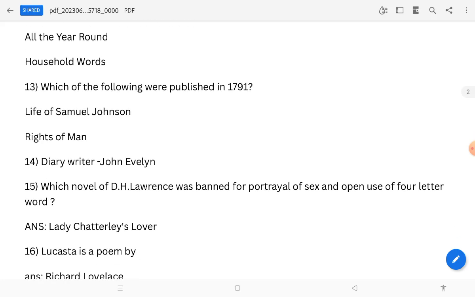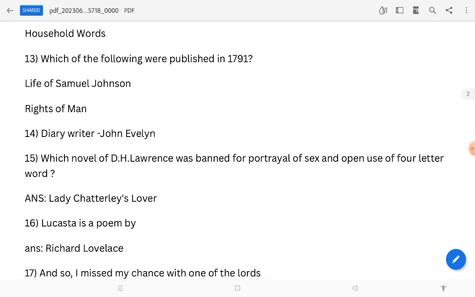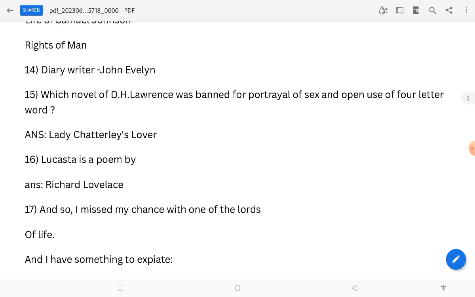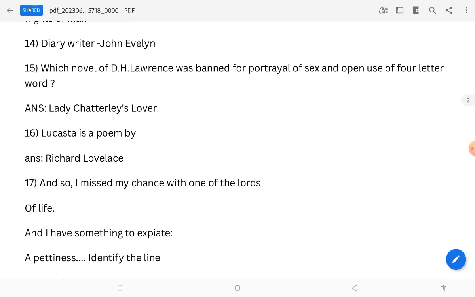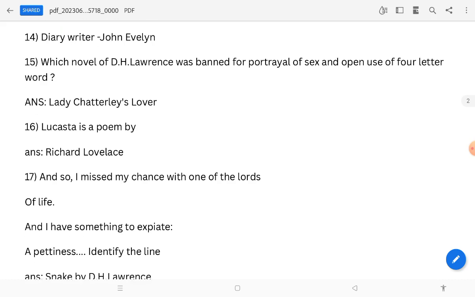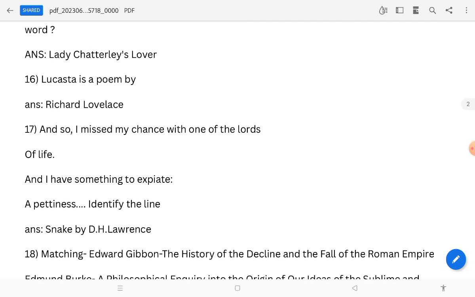Then question number 13. Which of the following were published in 1791? And the answer will be Life of Samuel Johnson and Rights of Man by Thomas Paine. Then there is an easy question, diary writer, and the answer will be John Evelyn. Then question number 15. Which novel of D.H. Lawrence was banned for portrayal of sex and open use of four-letter words? And you all know the answer will be Lady Chatterley's Lover. It is also called pornography. So, Lady Chatterley's Lover was the answer.